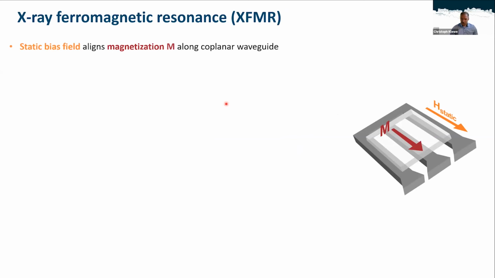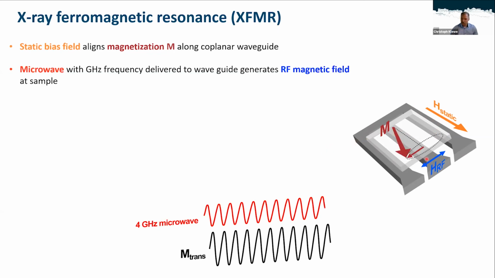In an experiment, we have the sample mounted on a coplanar waveguide with the magnetization aligned along the waveguide by an external bias field. The magnetization is then excited by a gigahertz pump signal into a precessional motion, which is sketched out here. The microwave at the coplanar waveguide generates an RF magnetic field at the sample position, and that generates this precessional motion, this excitation of the magnetization.